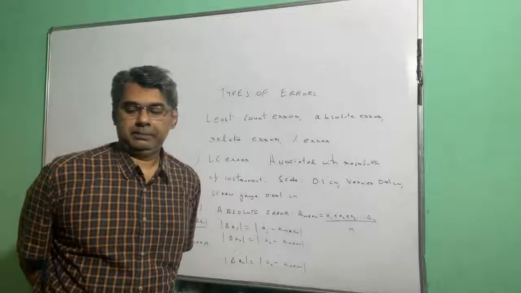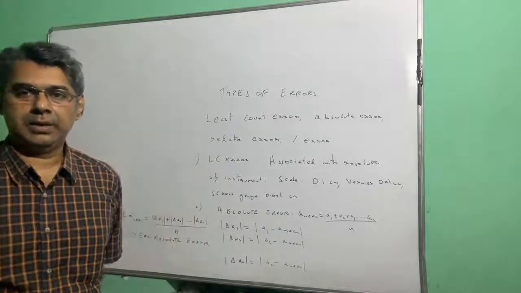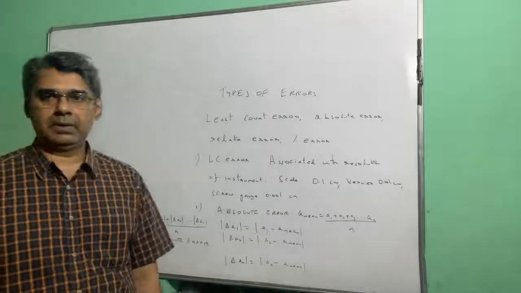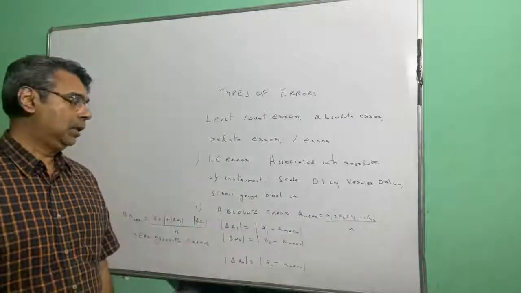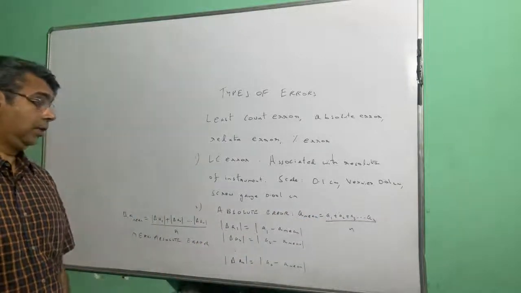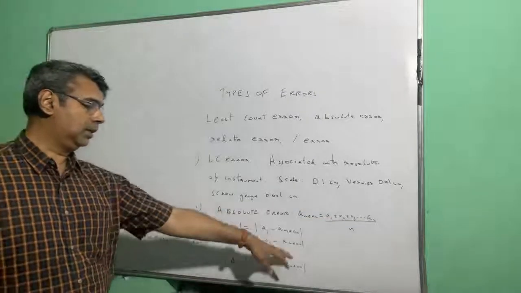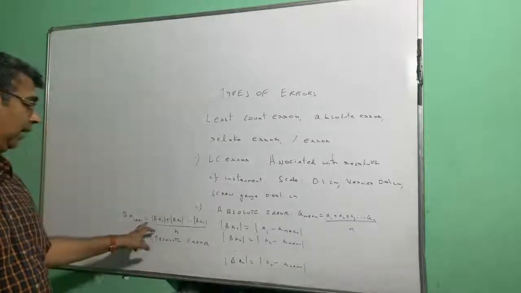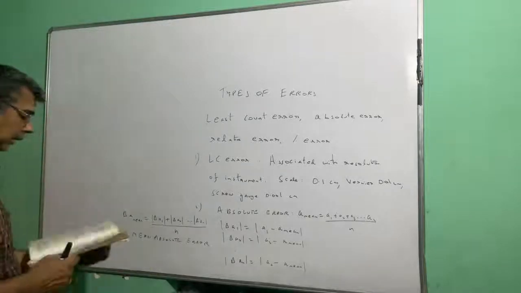What I'm trying to say is that we are interested in getting higher accuracy of measurement, so it's better to take multiple readings. Your readings are A1, A2, A3 up to AN. The mean is the sum divided by N, and then from each value you subtract the mean and take the absolute value. Each of these is called the absolute error, and if you take the average of all of them, that is called the mean absolute error. So this is point number 2.